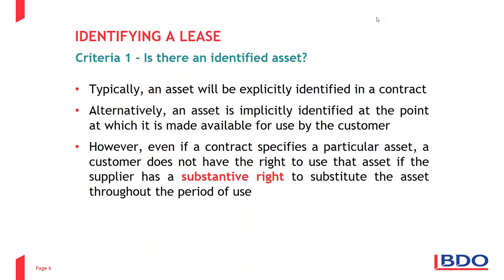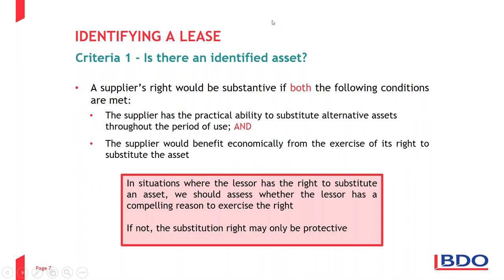So, on our next slide, we then said, all right, what does this substantive right look like? A supplier, or this potential lessor, would have a substantive right if both of the following conditions are met. The supplier has the practical ability to substitute alternative assets throughout the period of use, and the supplier would benefit economically from exercising this right to substitute the asset. So it's very important that in situations where the lessor has the right to substitute an asset, we assess whether the lessor has a compelling reason to exercise that right. And if not, we would argue it's not a substantive right, it's only a protective right, and therefore we could still have a lease agreement.